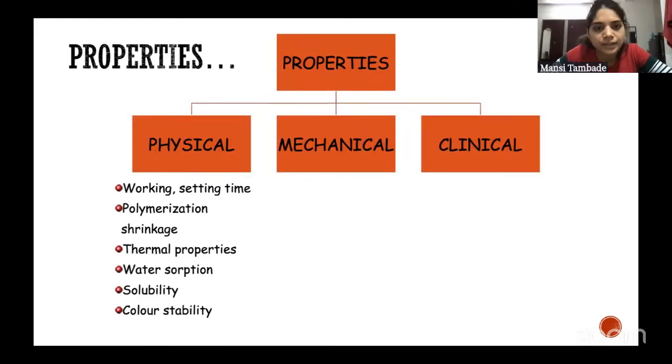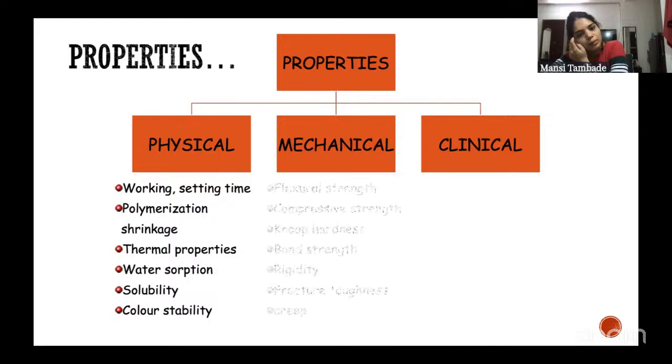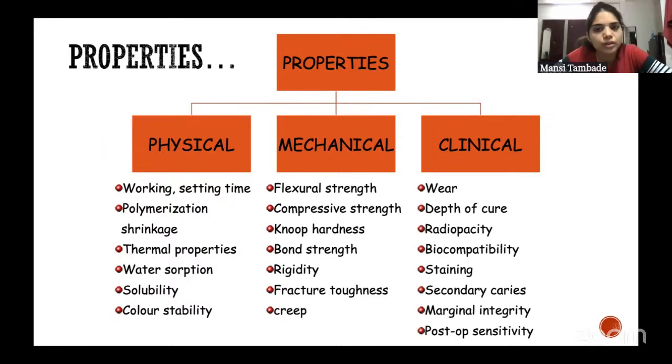Then the properties: physical, mechanical, and clinical properties are different. This is very important. You should definitely mention it in your answer, so take a screenshot of this. I have just told you what properties you need to mention. You can compare them, like mechanical properties. Remembering the values is not that easy, but at least you can mention the range of values. Different types of properties are present, and you should definitely write about these things.